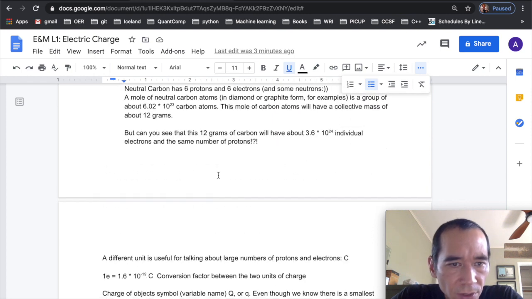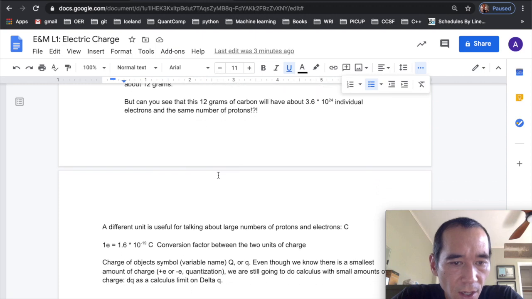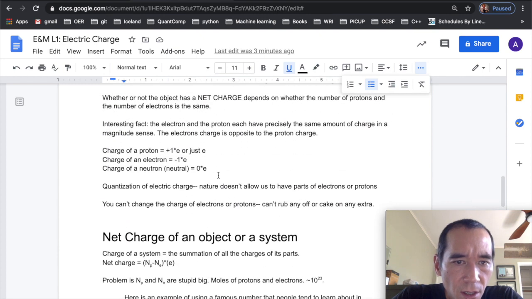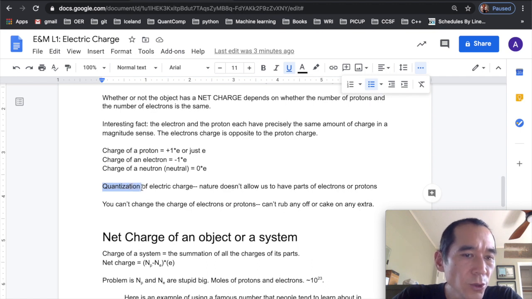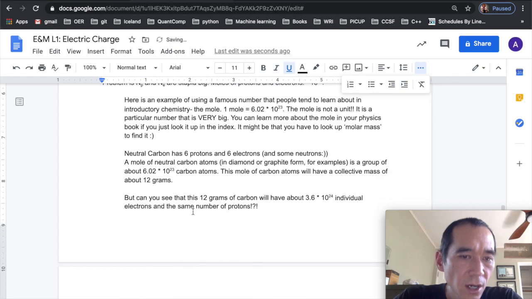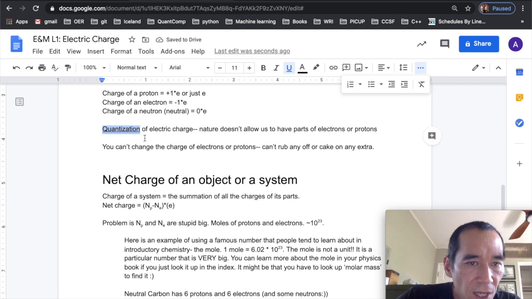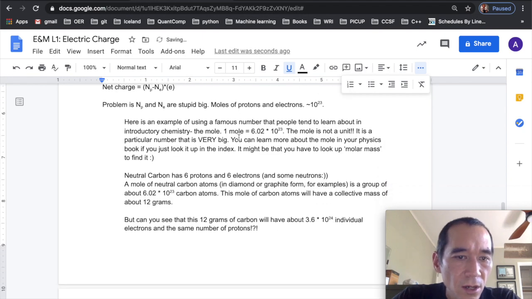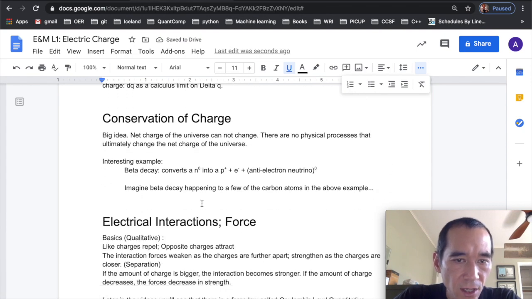Above here, actually, I'm noticing that I didn't have a separate section. Here is where I actually address one of those two fundamental laws about electric charge. This is the quantization law of electric charge. Actually, I should expand. I wonder if this will happen. Nope. So the quantization of electric charge. I'll sort of describe it here. This is the net charge calculation. This is the conservation of charge. I have an interesting example of beta decay.